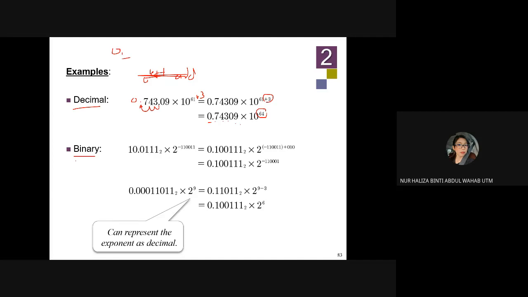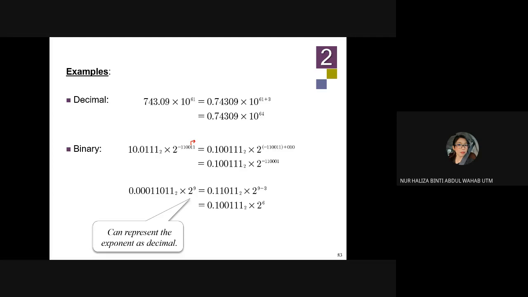Okay, sorry. Okay, here we have another example. You can see 10.0111. Okay, this is of course your binary. It's mentioned over here 2, which is your base 2. So you have times 2 to the power of negative 110010. What is this? So you can just change it into decimal using your scientific calculator.